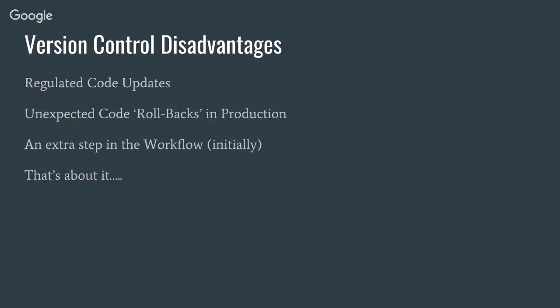As we mentioned with the comic a few slides ago, it can cause unexpected code rollbacks in production. If somebody has gone and made a change in production and not added it to the repo, it goes bye-bye. And that's about it. Not having version control has so many more disadvantages than having version control.